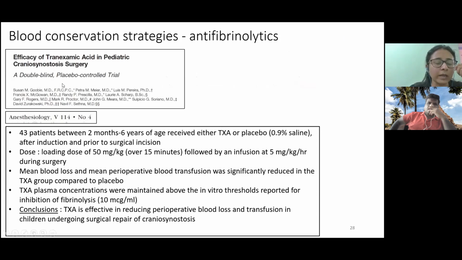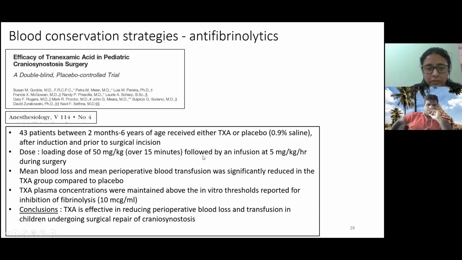So this was a double-blind placebo-controlled trial in order to test the efficacy of tranexamic acid in pediatric craniosynostosis surgery by Goobie et al., published in Anesthesiology. 43 patients between 2 months to 6 years of age received either tranexamic acid or placebo, which was 0.9% saline, after induction and prior to surgical incision. The loading dose of 50 mg per kg was given over 15 minutes, followed by an infusion at 5 mg per kg per hour during surgery.